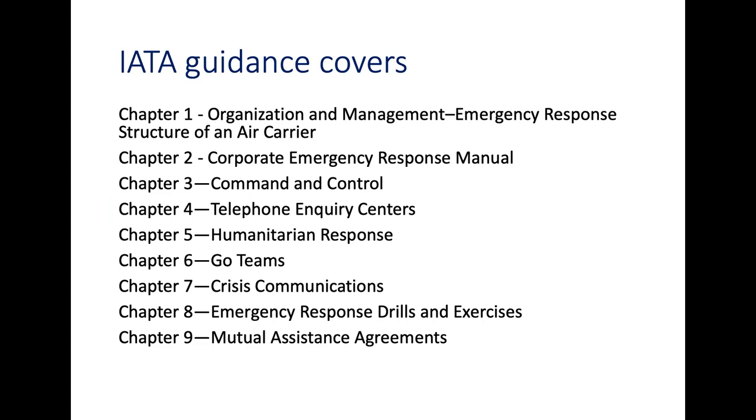IATA itself has guidance on business continuity planning: organization and management emergency response structure for air carriers. And they have a range of requirements. This is really mainly on aircraft emergencies, but it's useful to go through some of the points they raise. So they have a response manual. And in it, the next chapter, they talk about command and control. And I'll come back to this command and control in a short while, and explain why I'm stepping through these.